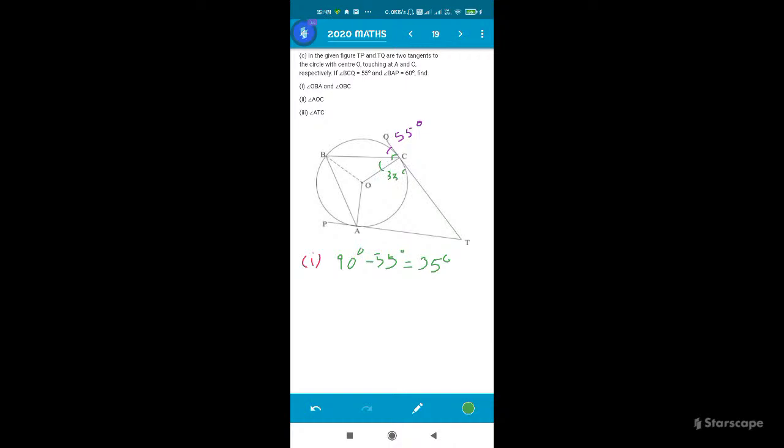As a result, the value of angle OBC will also be 35 degree because OB and OC are the radius, and as a result the triangle OBC is an isosceles triangle. So in an isosceles triangle, the angles opposite to the equal sides are equal. So the angle OBC is also 35 degree. You are going to write it in the same way like we just did. I am not writing it for you. Please do it yourself.